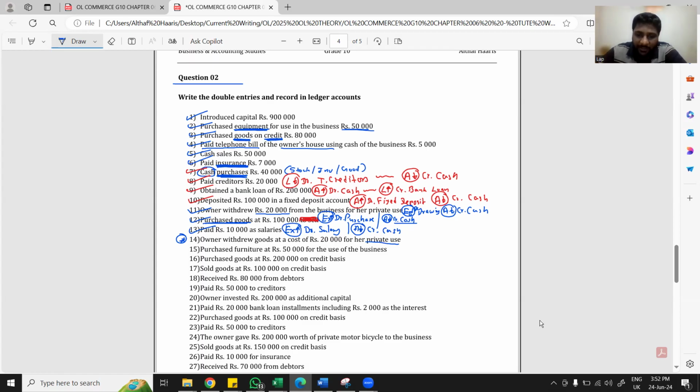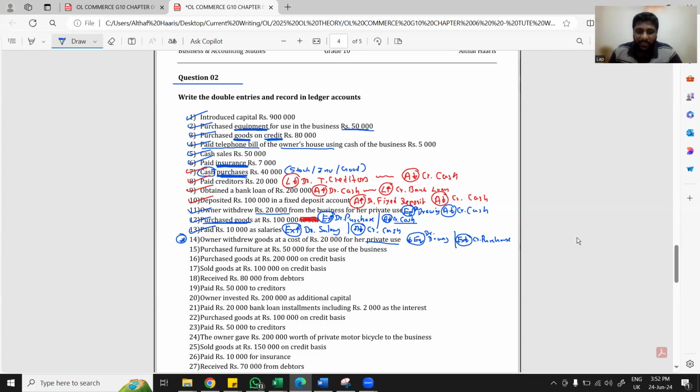So first one is drawings, obviously, because he's taking for his private use. Drawings will reduce the equity. Drawings, so it is debit. And he is taking from the stock, so the purchase account should be reduced. It is a credit.